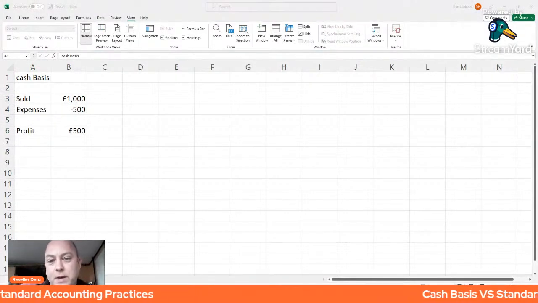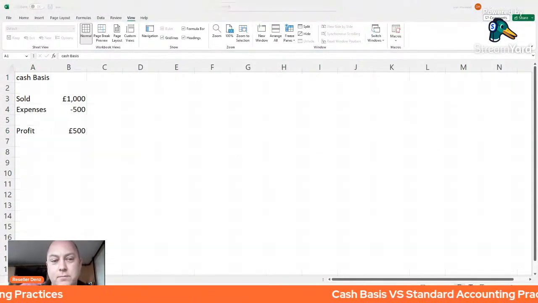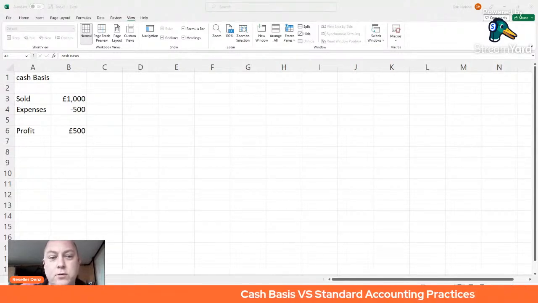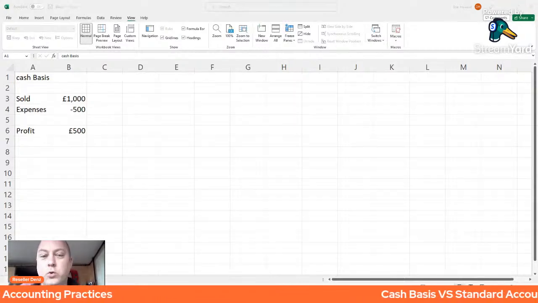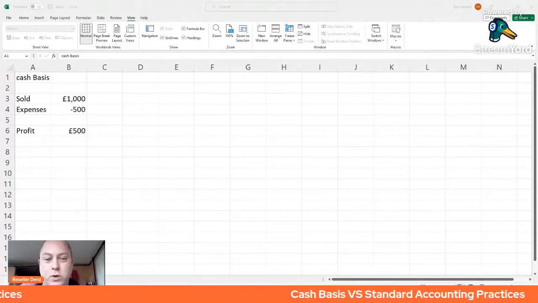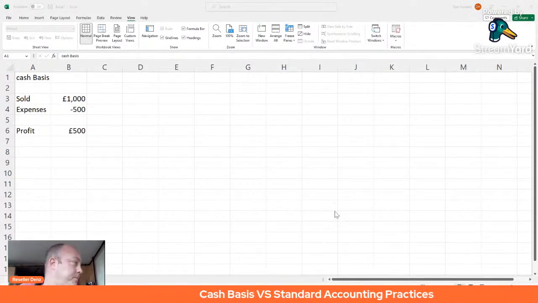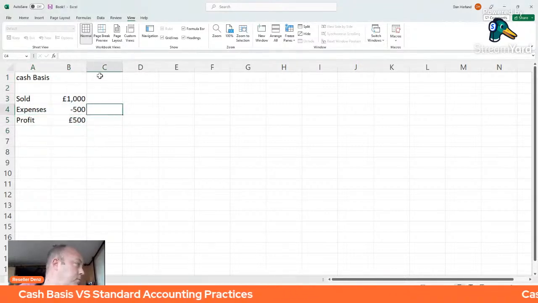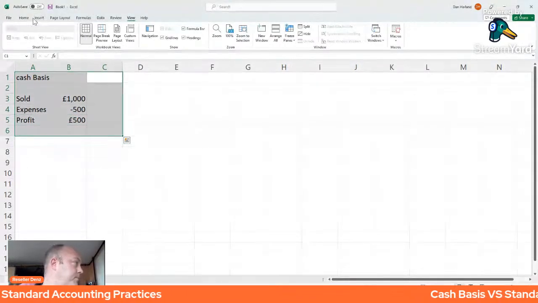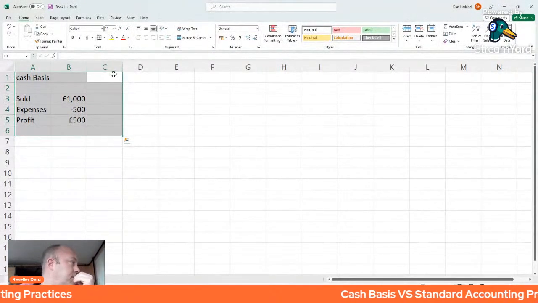So that's cash basis. Easy enough. You sold 1,000. We spent 500 quid. But what cash basis doesn't take into account is your stock that you've still got left over. Because remember, you've only sold half. Right? So let's move that up there like that. We'll box that in. So now that's completely separate.